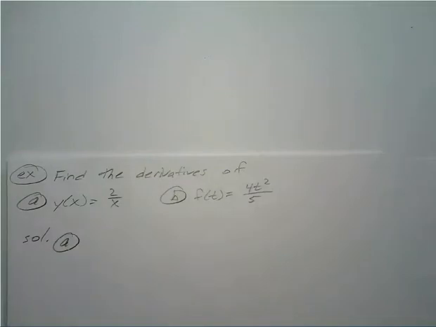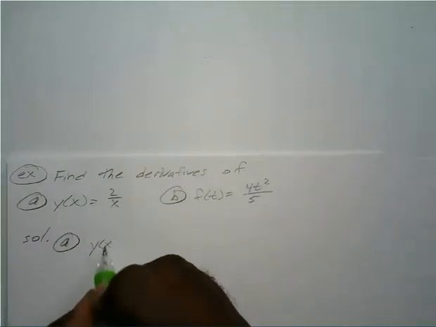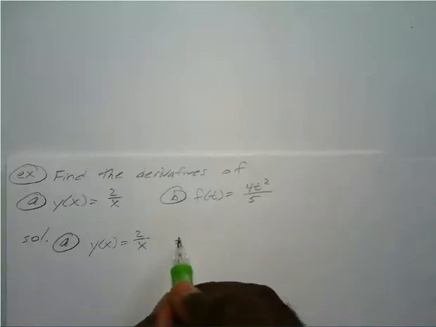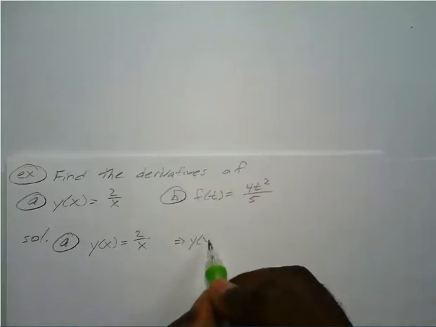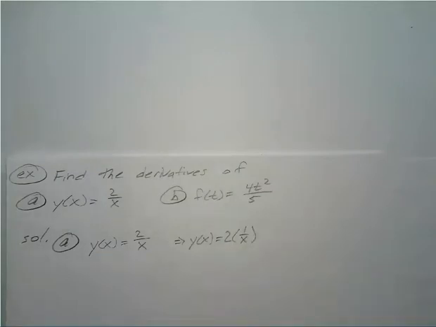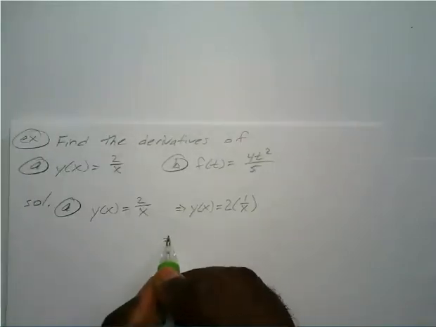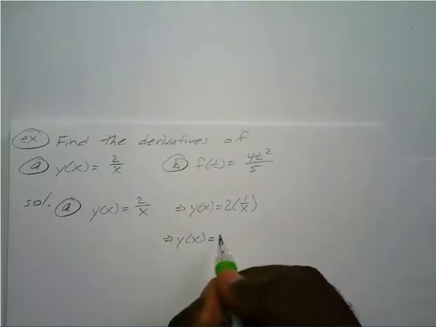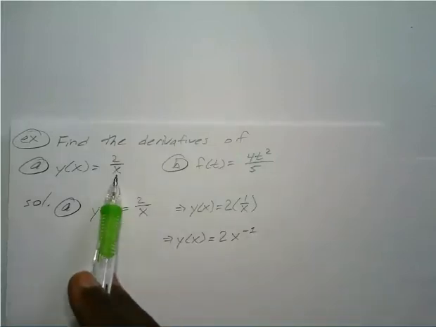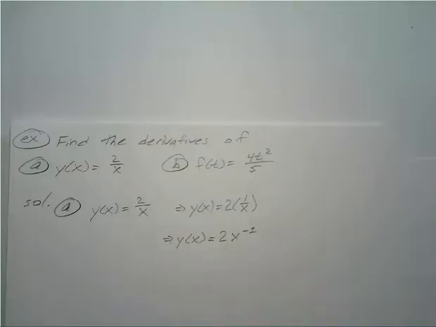Now looking at problem A, you have y of x equals 2 over x. And really, to make it a little easier, you can rewrite it. So instead, we just bring that 2 out. Let's say it's y of x equals 2 times 1 over x. Okay, and honestly, we can make it even easier because you can just rewrite that as y of x equals 2 times x to the negative 1 power. Okay, so even though we started off with 2 over x, we made it a little easier. We took away pretty much all of the fractions.